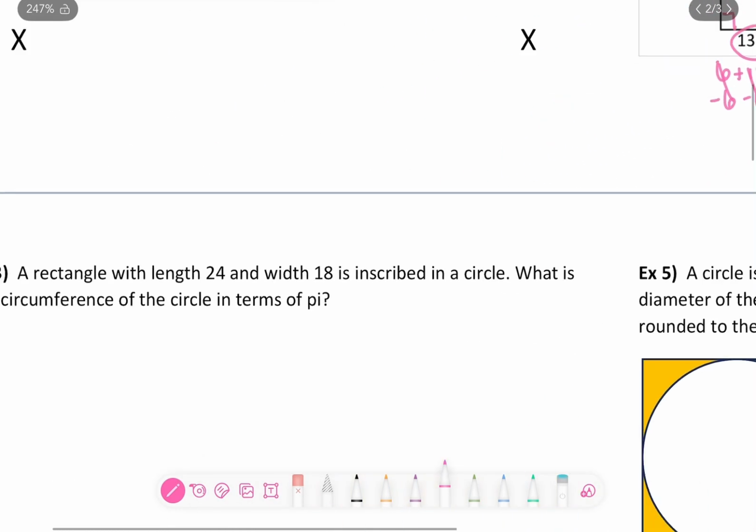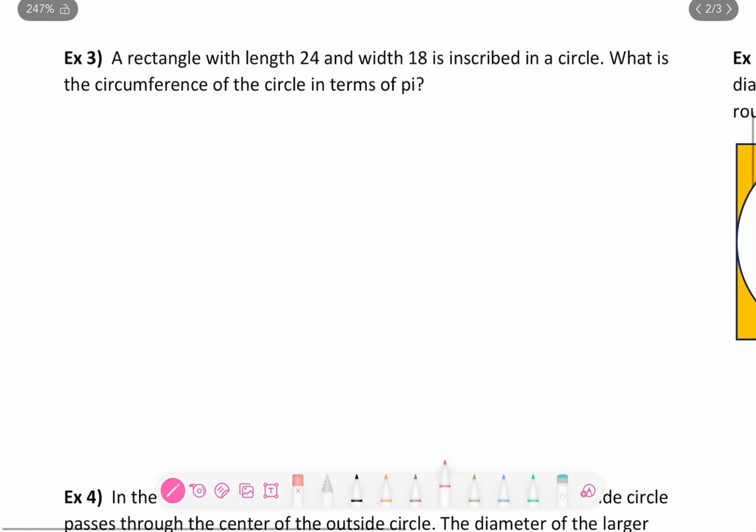All right, perfect. Example 3. Example 3 says, a rectangle with length 24 and width 18 is inscribed in a circle. What is the circumference of the circle in terms of pi? So first question, what is it asking you to find, right? What is the circumference of the circle? So the circumference of any circle is 2 pi r. So what you would need in order to use the formula for circumference is radius. So we need to find the radius.